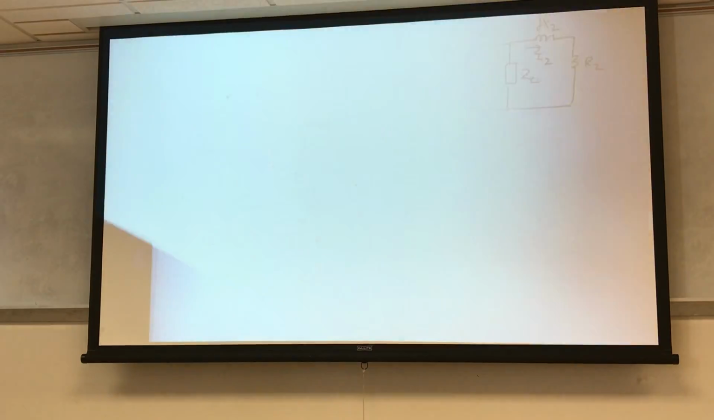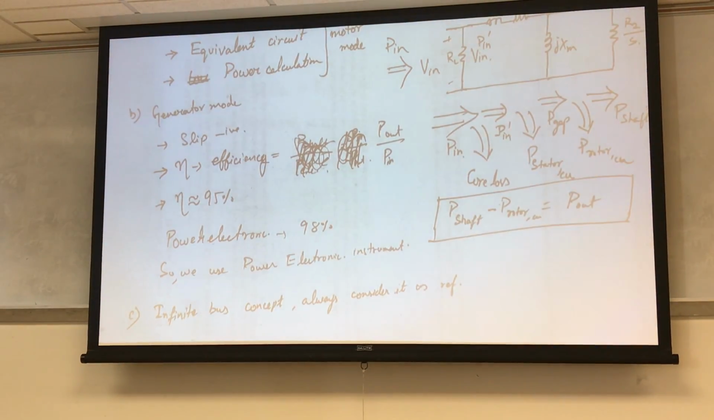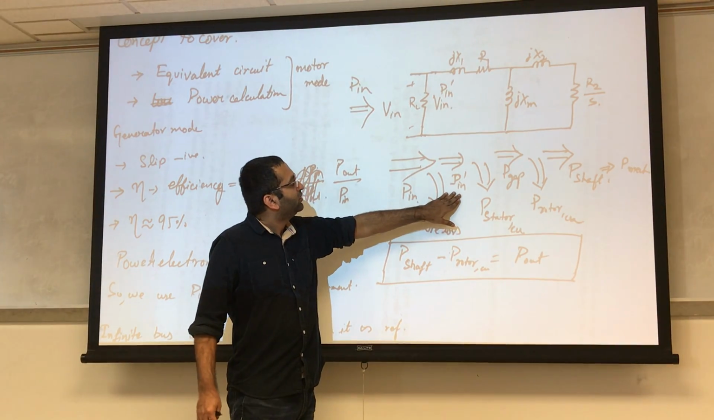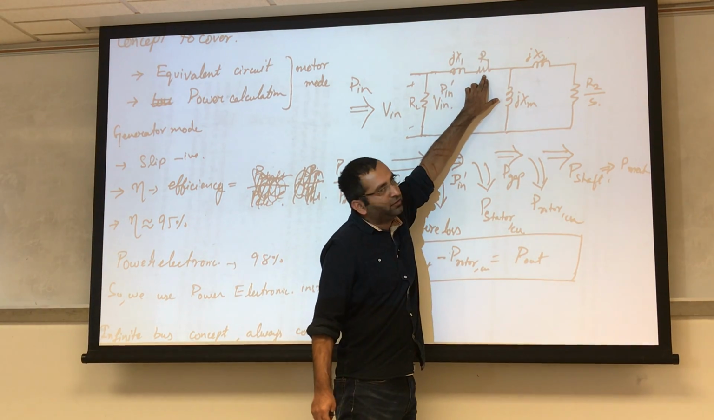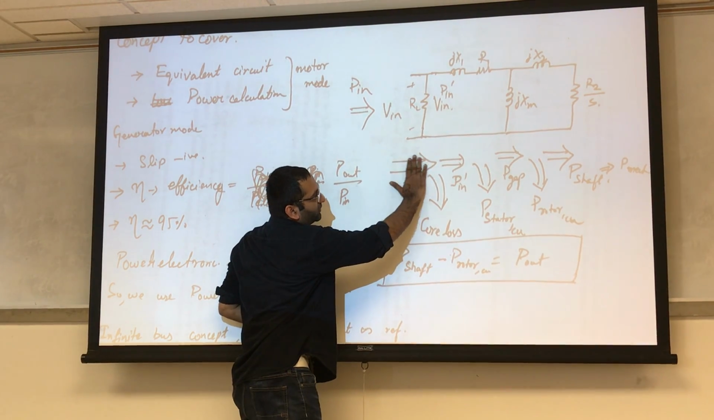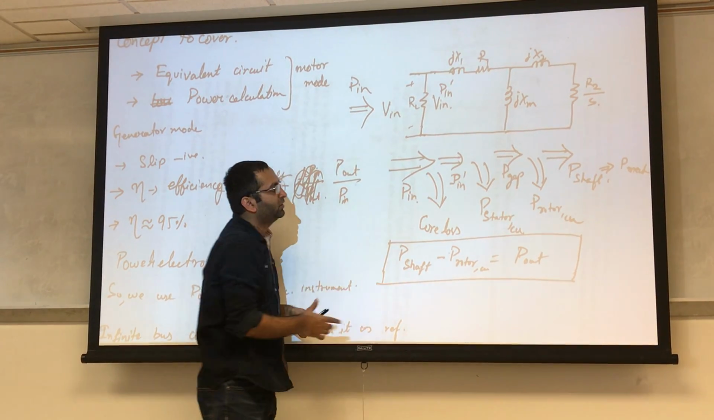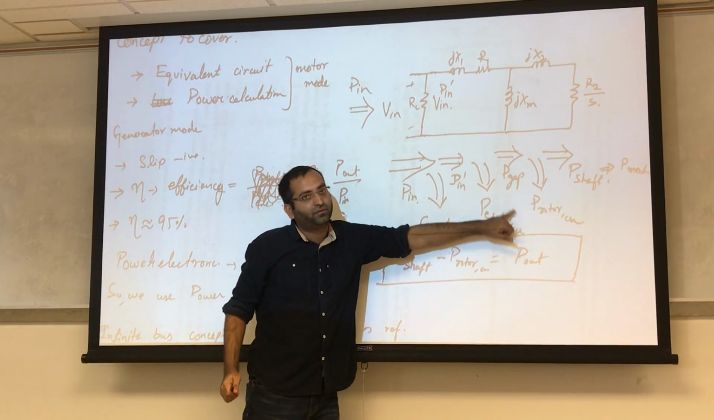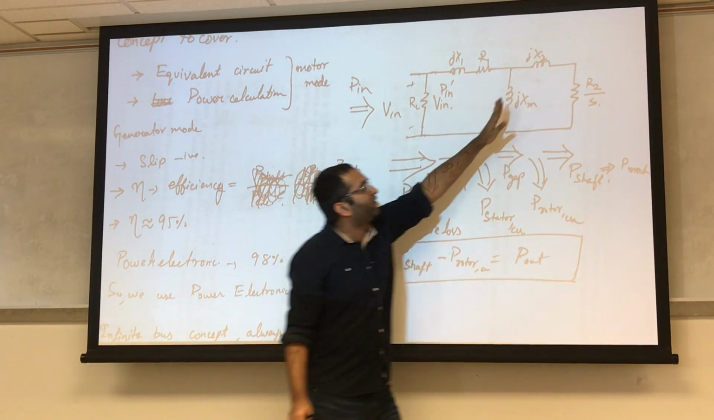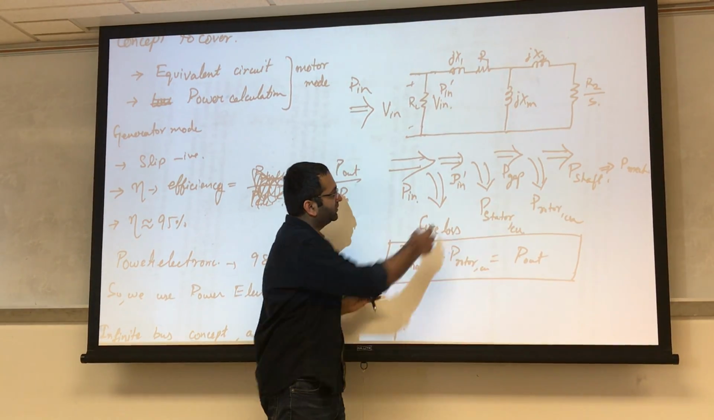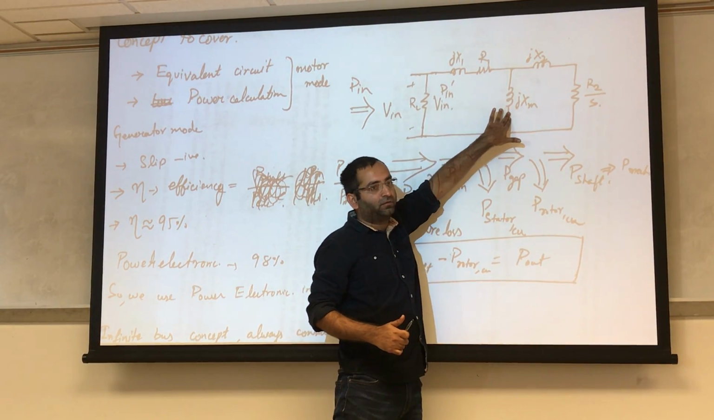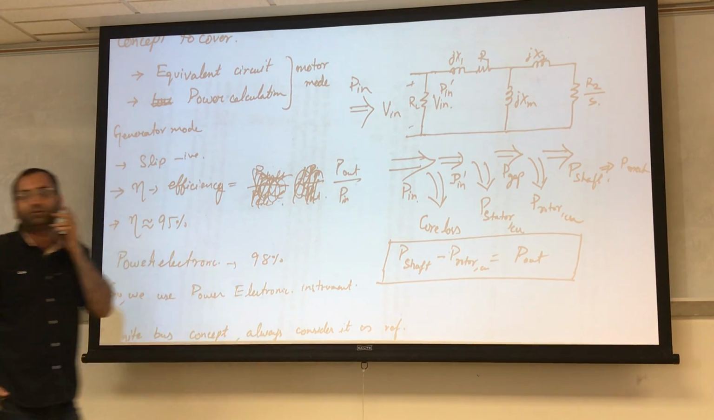So how do you find RC? You have P input. If you subtract the I square R loss, then you'll find power here, right? So just start from here. You have P input. If I subtract the stator copper loss, then I will have the air gap power. In no load test we don't have air gap power because this part is open circuit. So P input minus stator loss will give you the core loss.